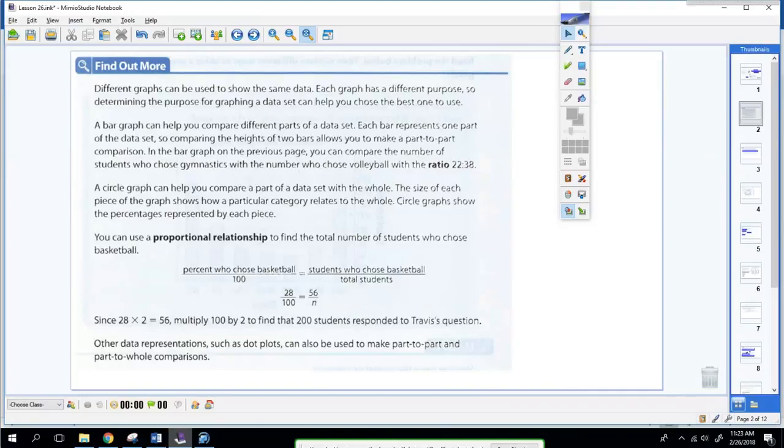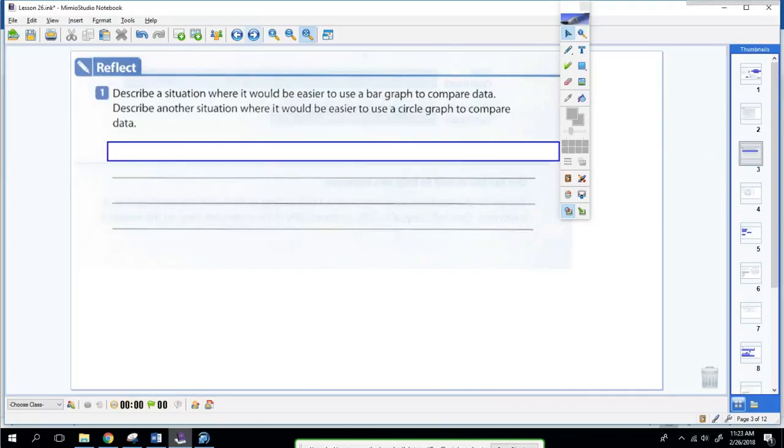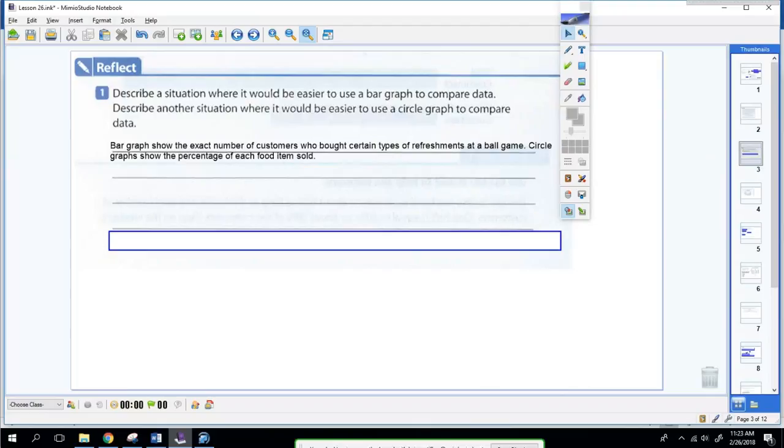All right, well, let's think about it a little bit more. Describe a situation where it would be easier to use a bar graph to compare data, and describe another situation where it would be easier to use a circle graph to compare data. Well, this is what I said, and you can say something different. I said a bar graph shows the exact number of customers who bought certain types of refreshments at a ball game, while a circle graph shows the percentage of each food item sold. Okay?